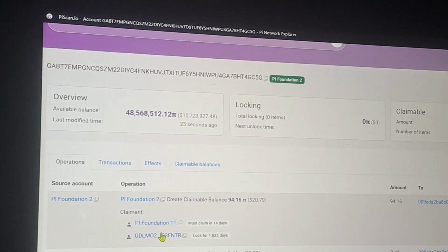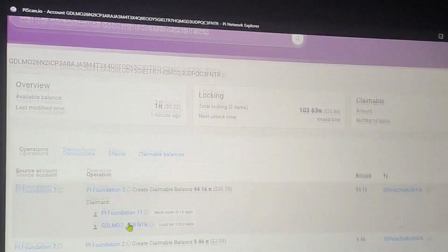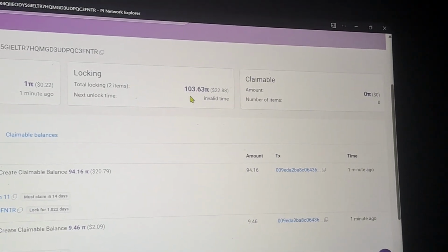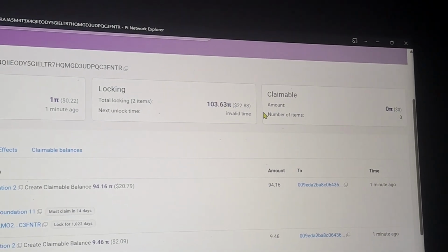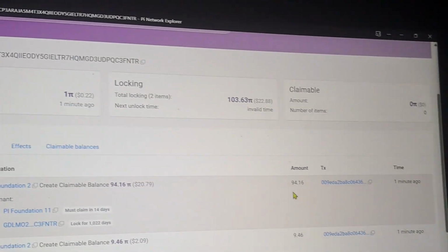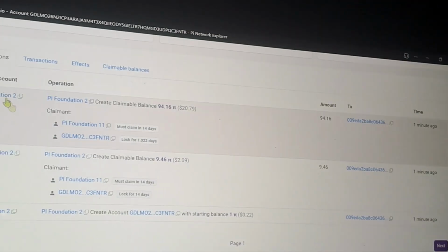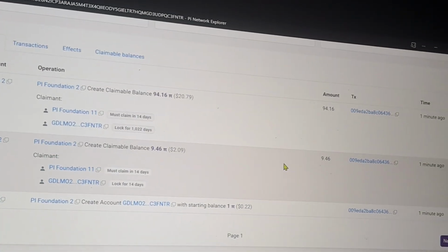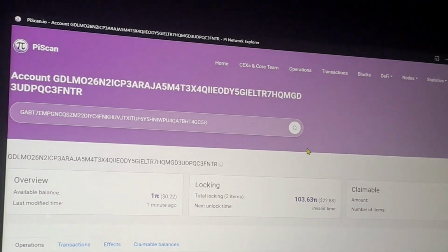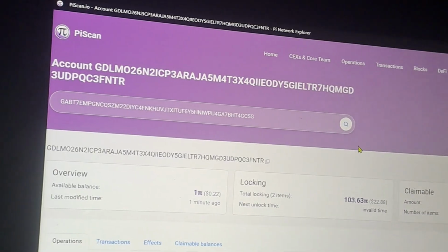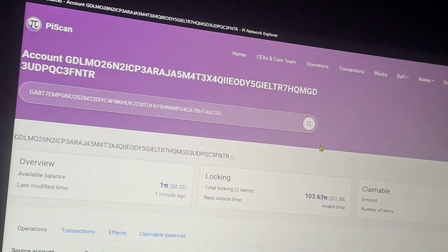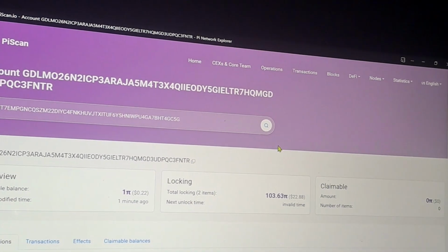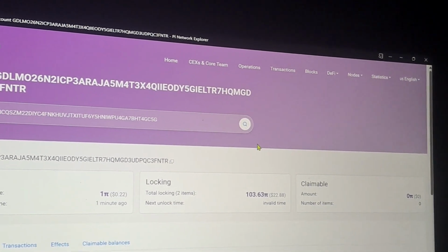So we can also check individual wallets. For example, this one. So this one, it has zero available balance. Locking, it has 103 Pi locked, no claimable, and you can see when this transaction happens. So it receives this transaction from the Pi Foundation 2, which is the migration wallet. So this tool enables pioneers and Pi network users to follow up on what is happening in their blockchain, in their wallet, and they can track every activity that is happening here.